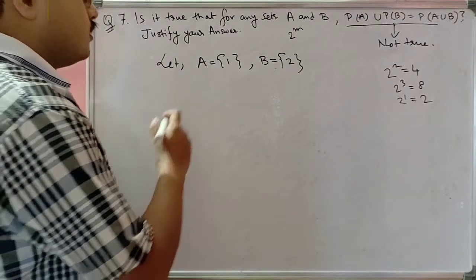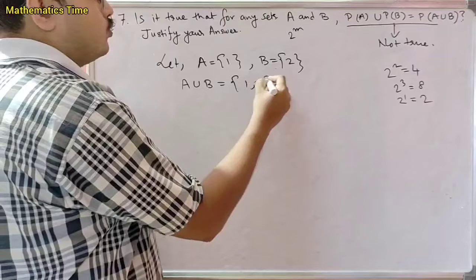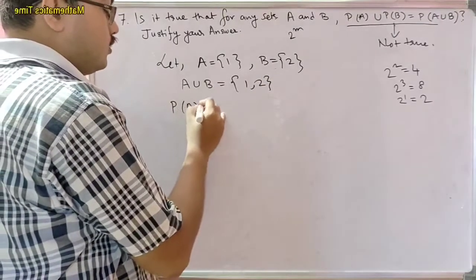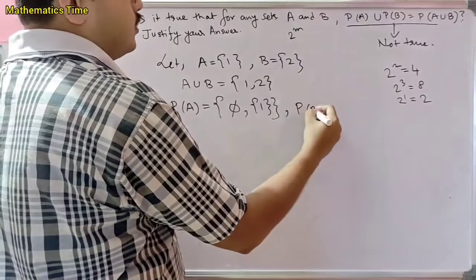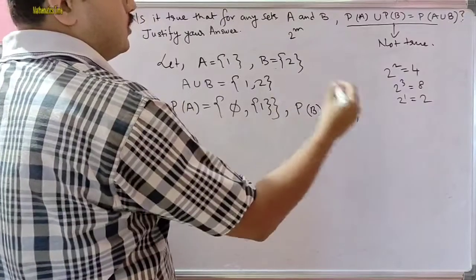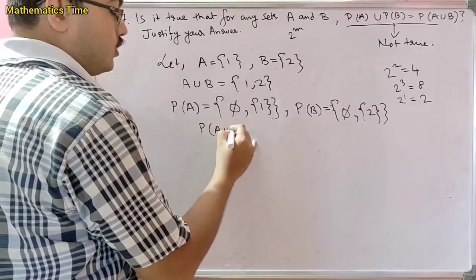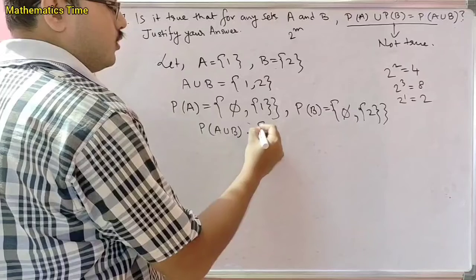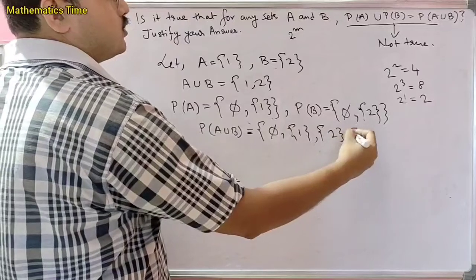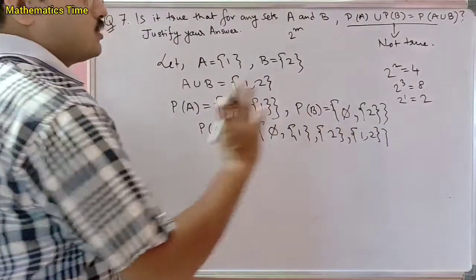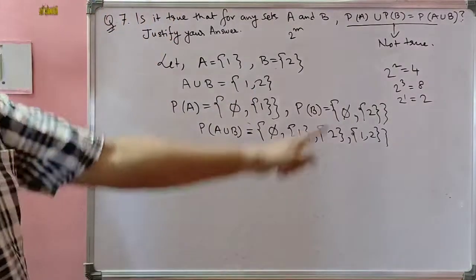That's the reason. So from here we can say that A union B will be {1, 2}. Now the power set of A will contain the null set and the singleton set {1}, and the power set of B will be the null set and the singleton set {2}. And what about the power set of A union B? The power set of A union B will be the null set, the singleton set {1}, the singleton set {2}, the set {1, 2}, the A union B set itself. As it has 2 elements, the power set will have 4 elements. 2 to the power 2 equals 4.